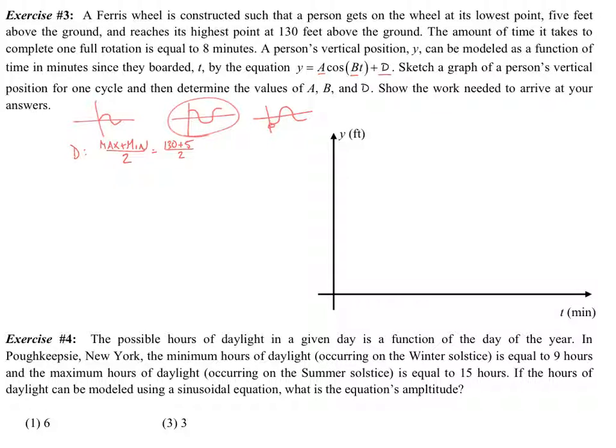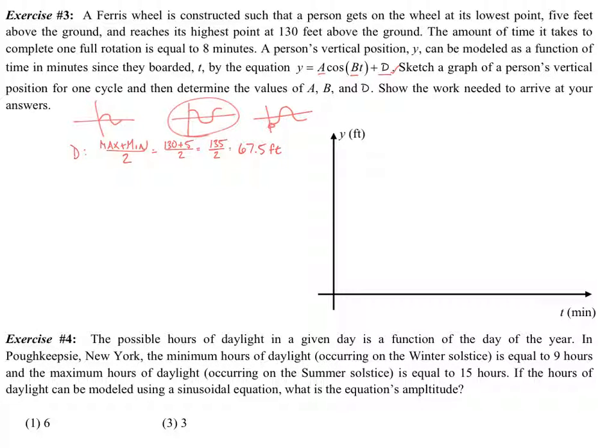And then we're just going to divide that by 2. So we have 135 over 2, or 67.5 feet. So what we know now is that the midline of this function is going to be at 67.5 feet. So we figured out that midline.